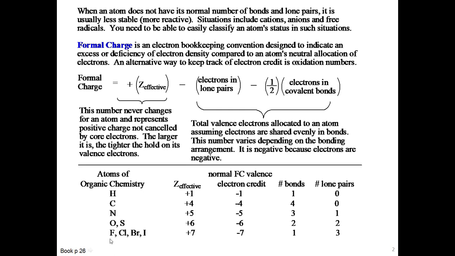Okay, so the atoms again that we see are hydrogen, carbon, nitrogen, oxygen, and we can approximate sulfur with oxygen. And then we're putting in fluorine, but fluorine could represent chlorine, bromine, or iodine, which we also use in organic chemistry. Okay, and here's the Z effectives that I just mentioned.